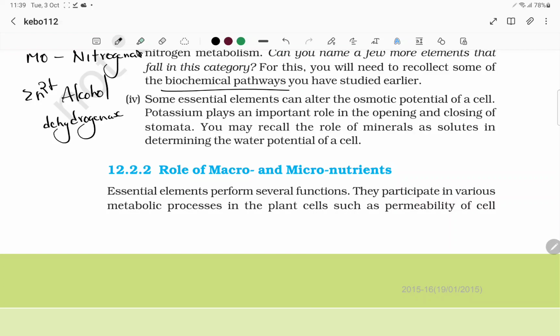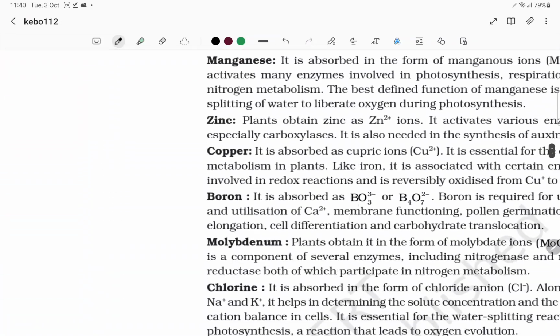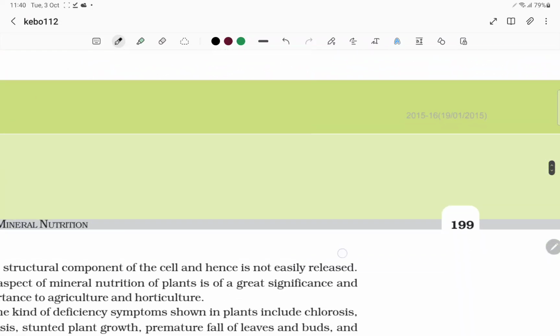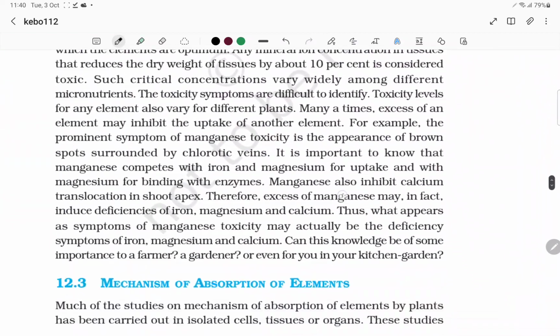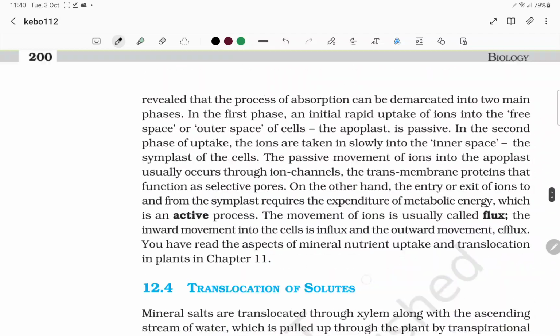Some essential elements can alter the osmotic potential of a cell. Potassium plays a very important role in opening and closing of stomata. You may recall the role of minerals as solutes in determining the water potential of the cell. Role of micro and macro: individually we are going to see them, and deficiency, and next the toxicity, and how the minerals are being absorbed.